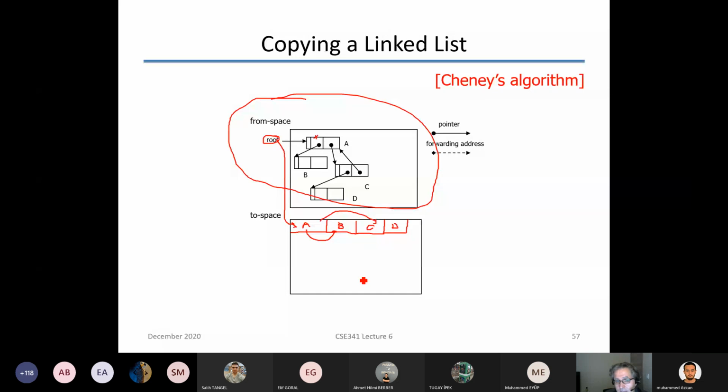Once I am done, I can disregard this one. I can say, okay, forget about this. Now this is my heap. The other half is gone. For the next iteration, this becomes the from space, and this becomes the to space for the next iteration. You got it?